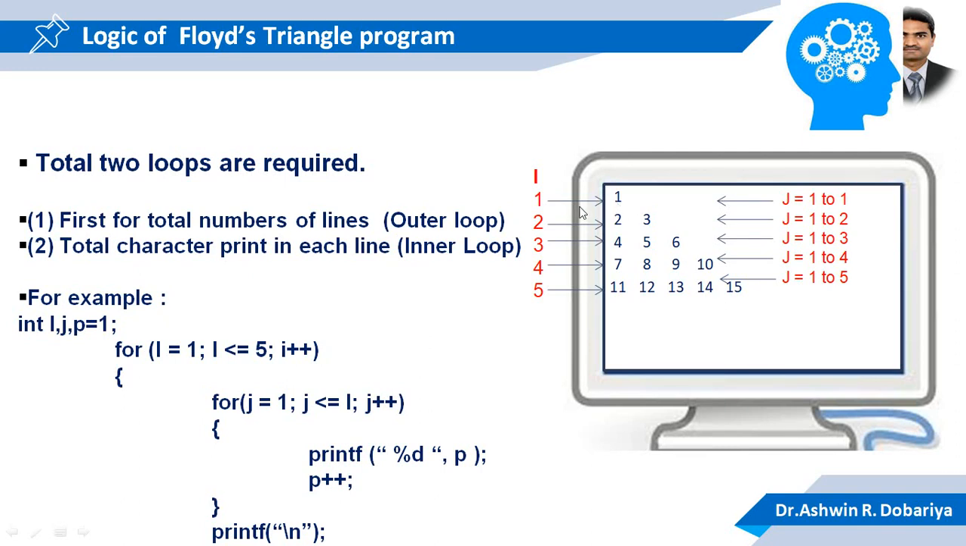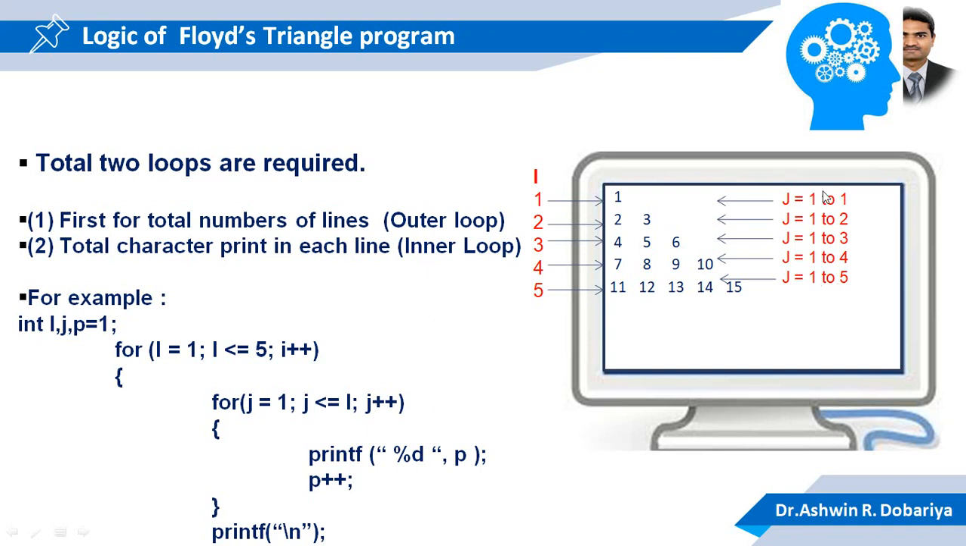Another thing is, in each and every line, how many numbers do we want to display? That is the responsibility of j. In the first line the inner loop should execute only one time, so j starts from 1 and goes up to 1. Then in the second line the inner loop should execute 2 times, so from 1 to 2. Similarly in the third line it should execute 3 times, then 4 times and 5 times.